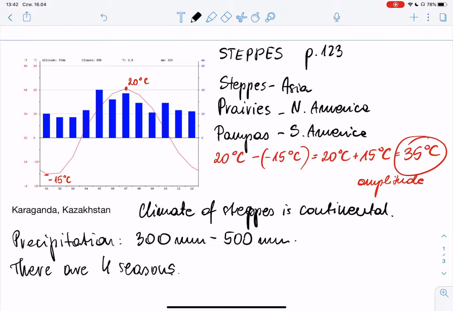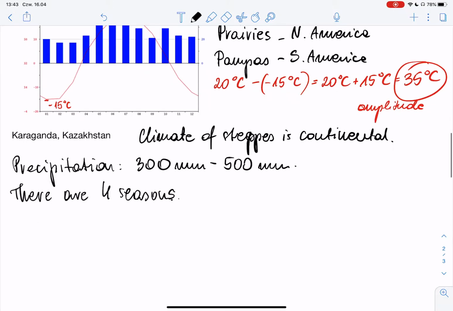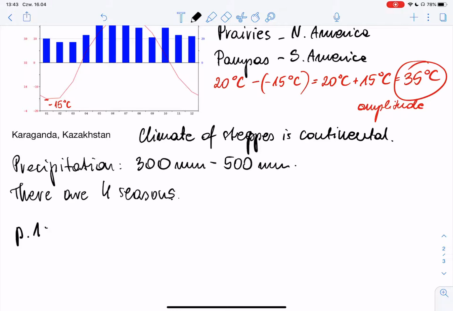Guys, steppes are vast areas with grass and other small plants such as shrubs. And please go to page 125. And here you have a similar diagram presenting the types of plants and animals that are found in steppes. Trees won't grow here because of insufficient precipitation. That means that there is not enough water for them to grow. Mostly grasses and tiny shrubs.